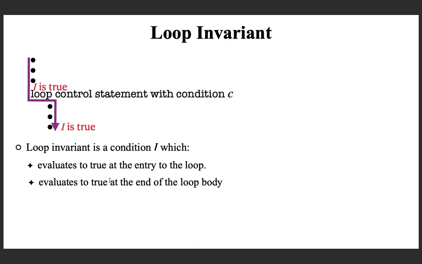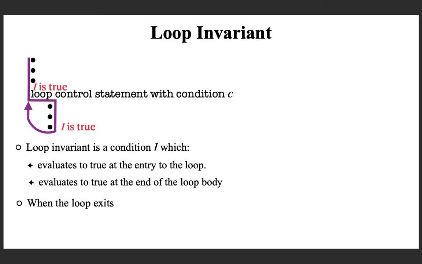and it must evaluate to true at the end of the loop body as well. So it must be true when the program control comes to the loop for the first time, and whenever it finishes the loop body at the end, it must be true. So definitely if you go back, it is true. So every time, even the first time and later, whenever the control comes back, the condition must be true. Any such condition is called a loop invariant.